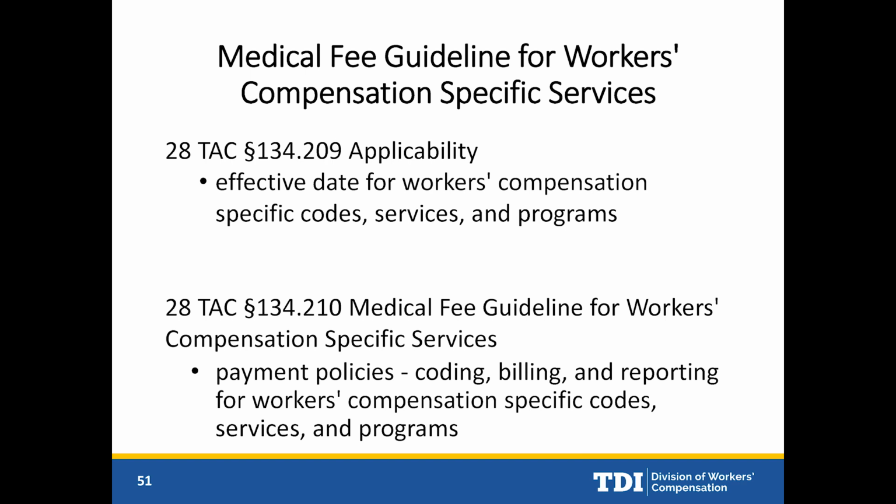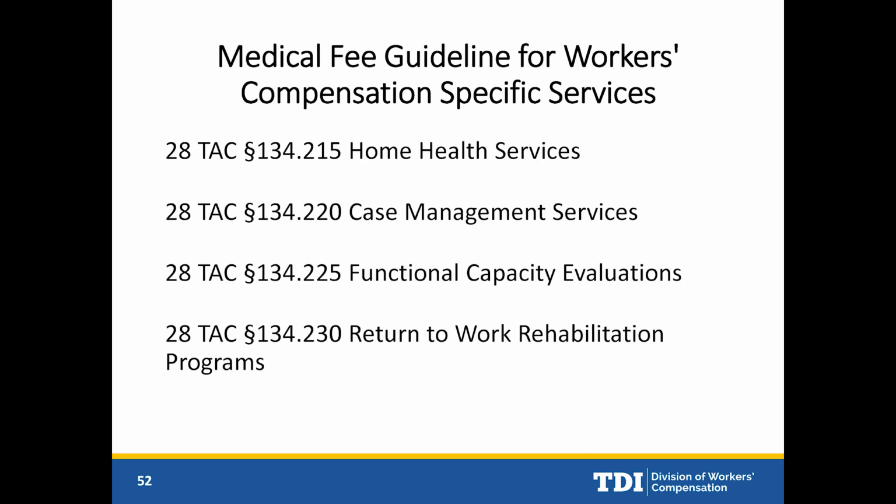So again, quickly, the workers' compensation specific services, the individual rules. One is for the applicability, which gives the effective date of the fee guideline, and the payment policies for coding, billing, and reporting. The medical fee guideline for workers' compensation specific services includes home health services. That's reimbursement for licensed home health agencies. Reimbursement is basically 125% of the Medicaid reimbursement amount.